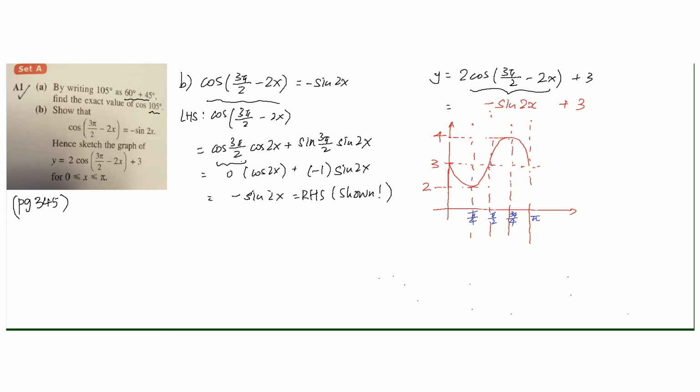Take note the amplitude is actually 1, and therefore my maximum value is 4 and my minimum value is 2, because the 3 over here will cause the graph to move up by 3 units. So ladies and gentlemen, this is the graph that I should get, and that is the final solution to A1 Part B. Hope you guys managed to get that. Okay, thank you.